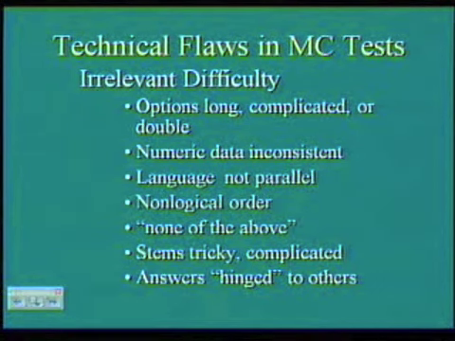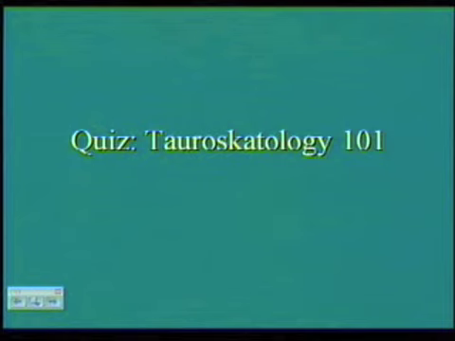Now, to illustrate these principles, let's take a test. On page 5. Now, this is Tauroscatology 101. I want you to, actually, it would be better if you paired up, because this is a very difficult test. And if you could pair up and take the test jointly, it would be helpful, because I'm not going to give you a whole lot of time here. You can kind of just help each other out.